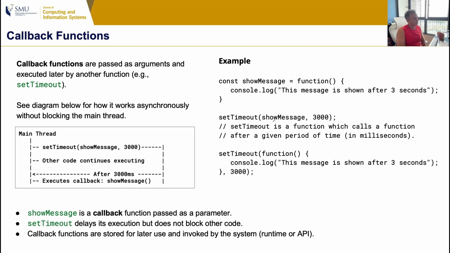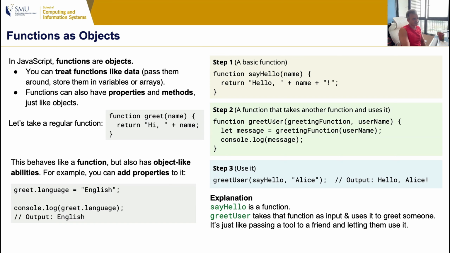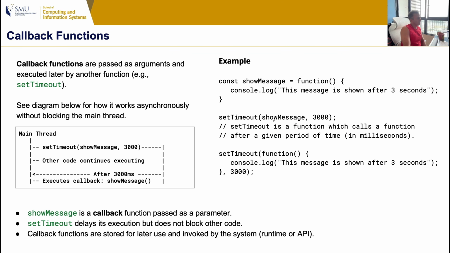All right, now there are callback functions. They are passed as arguments. In greet user, we saw greeting function is being passed as an argument to greet user. Similarly, you can have standard functions that take arguments that are functions that you define. So let's take an example here.